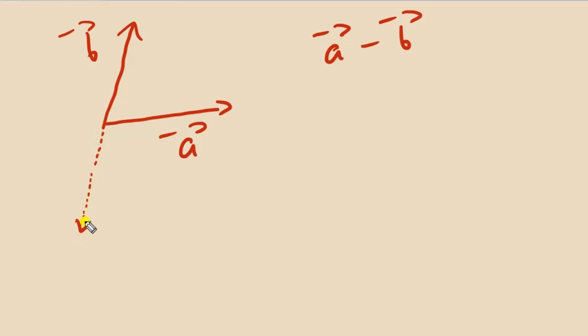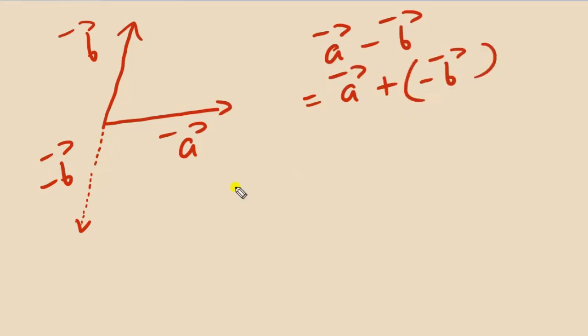That means the length of this arrow would be the same as the length of this arrow, because the magnitude is the same. So it would be minus vector b, and we can simply add vector a and minus vector b, because vector a minus vector b is nothing but vector a plus minus of vector b. Okay, now you can simply add vector a and minus of vector b using triangle law or parallelogram law.